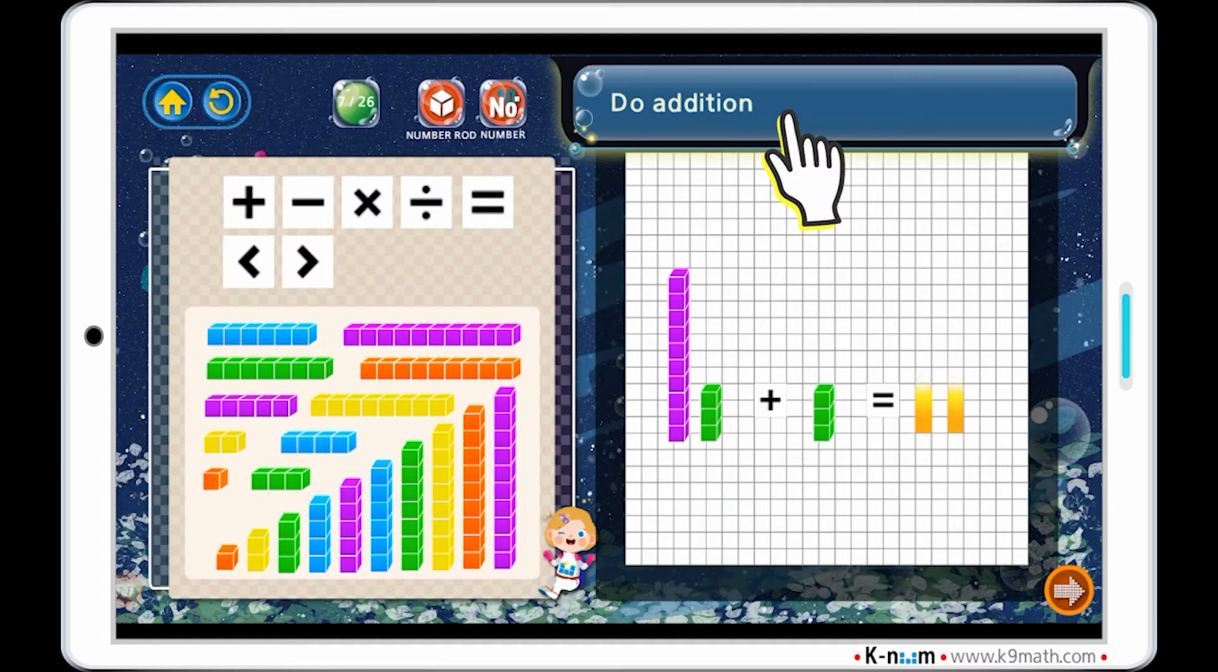Do the addition. 13 plus 3. We add 3 to 3. 6. So, the answer is 16.